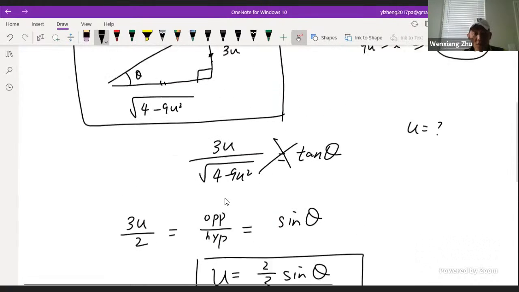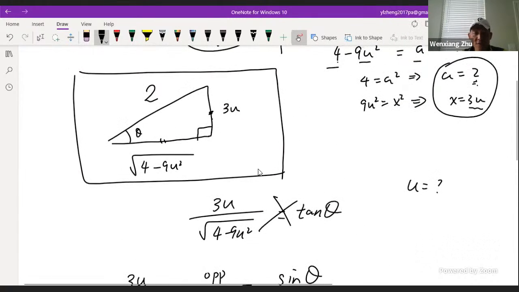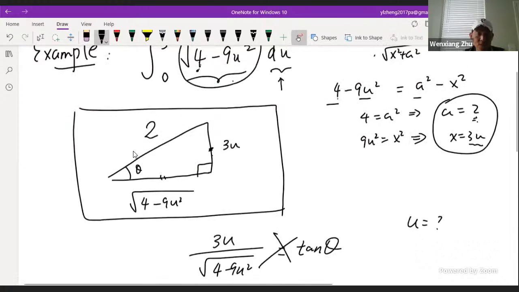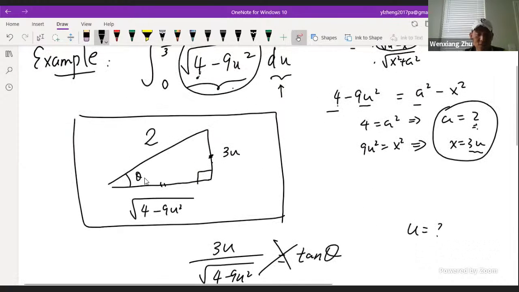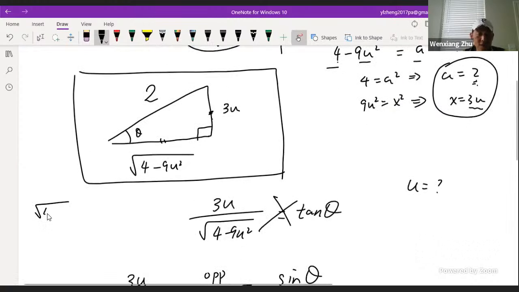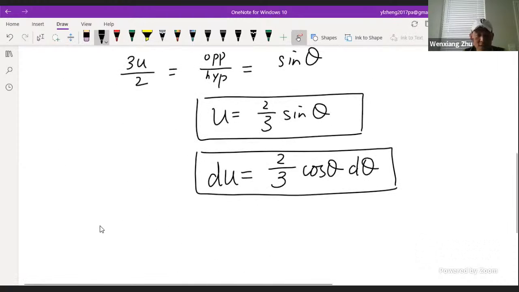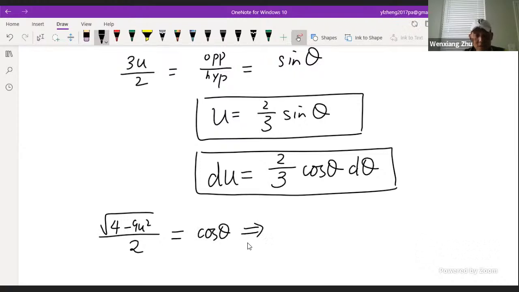So how am I going to deal with the adjacent? Again, use trigonometric functions. Looking at this triangle here, if you take the adjacent over the hypotenuse, that's the best way to express this. You end up with cosine theta, right? So that's what we have. I'm going to have the square root of 4 minus 9u squared over the hypotenuse, which gives me cosine theta. And the term I am interested in is the numerator, so I multiply both sides by 2.